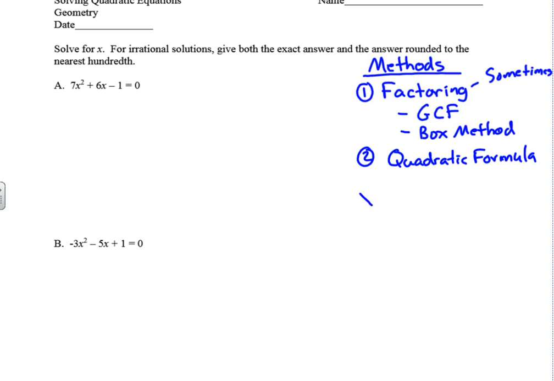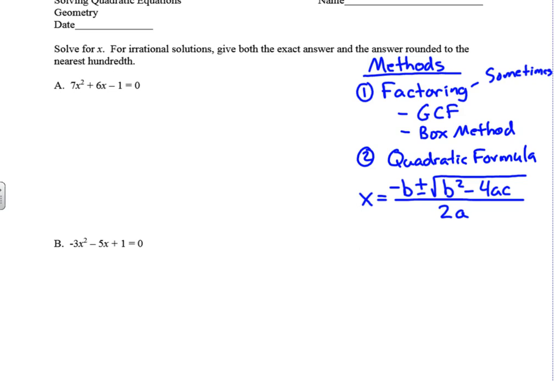remember it, it's x equals the opposite of b plus or minus the square root of b squared minus 4ac all over 2a. Any quadratic equation can be solved with the quadratic formula.